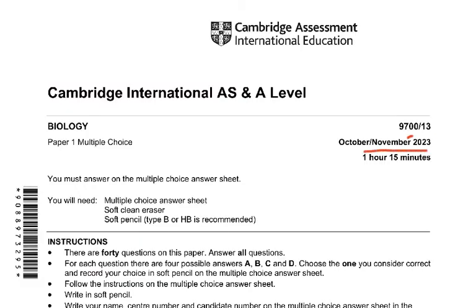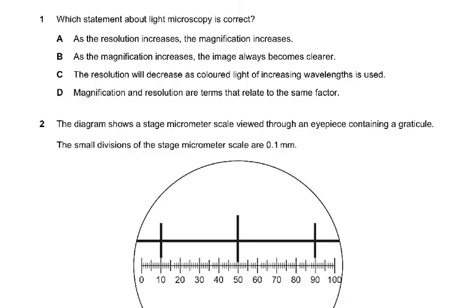November 23, paper 13, and this is 1 hour and 15 minutes, which is going to be the new timing since June 22 that we have the syllabus changed. Now, coming to question number 1, which statement about light microscopy is correct?